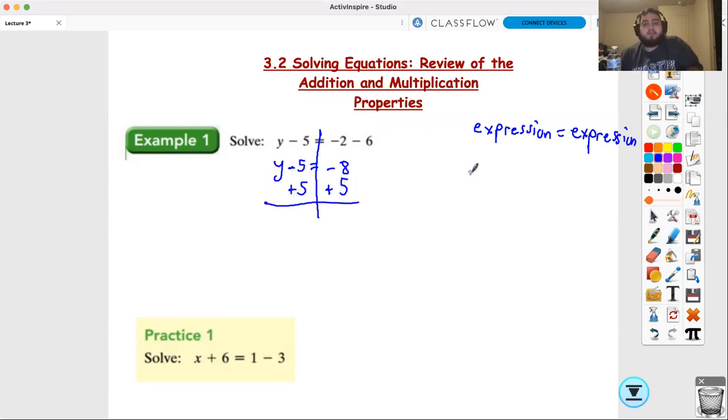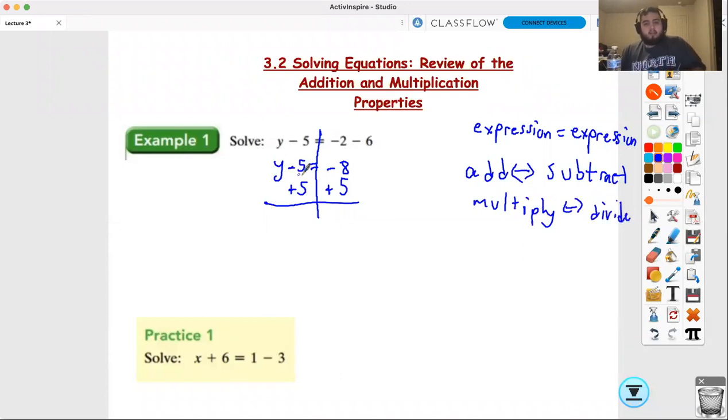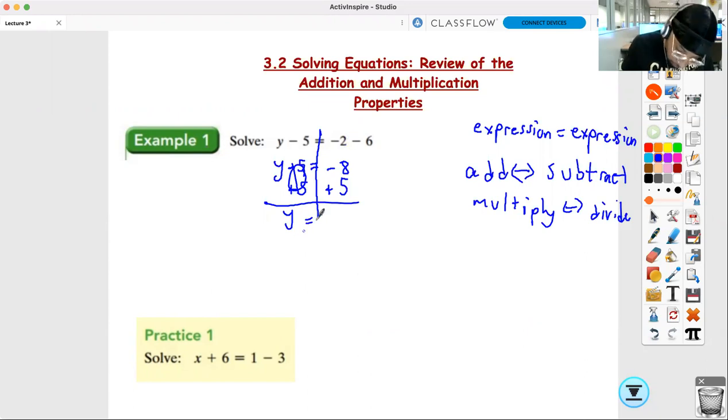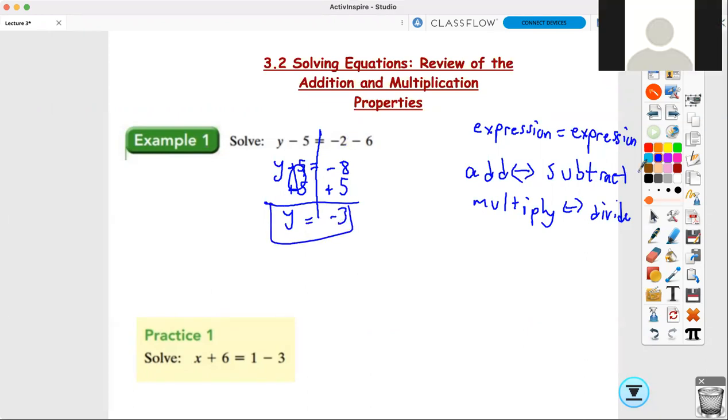Remember, adding goes to subtracting, so I would write add goes to subtract. They're backwards, and then multiply goes with divide. So this becomes 0, bring down the y, -8 plus 5, guys. You owe me $8 and pay me off 5. So now you owe me how much? -3. -3, that's correct.